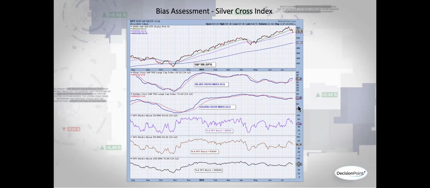Now, when we look at the Golden Cross Index, it's a similar situation. You need price to be above the 200-day EMA to prevent the loss of that Golden Cross. So we look at how many stocks are above their 200-day EMA. Currently, that is 70%. The Golden Cross Index is at 72.6%. So that means that we could see the Golden Cross Index top. It hasn't done that yet, but it's certainly vulnerable to do so because these percentages right here are lower than the percentage for the Golden Cross Index.